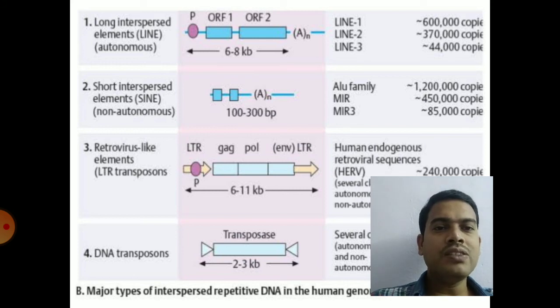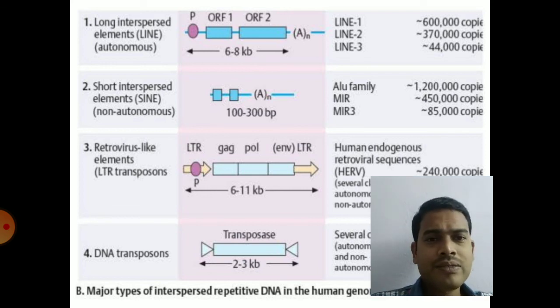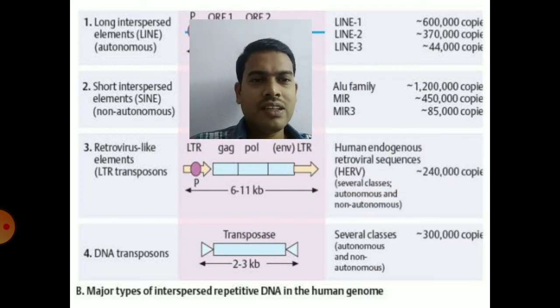If it is LINEs, 6 to 8 kb. If it is SINEs, 100 to 300 base pairs, and the copy number you can see is 6 lakh copies in the case of LINEs, 1 lakh to 200,000 copies in the case of Alu sequences, and some retroviral-like sequences which will be around 2,40,000 copies, and DNA transposon genes of around 2 to 3 kb, that will be around 3 lakh copies.